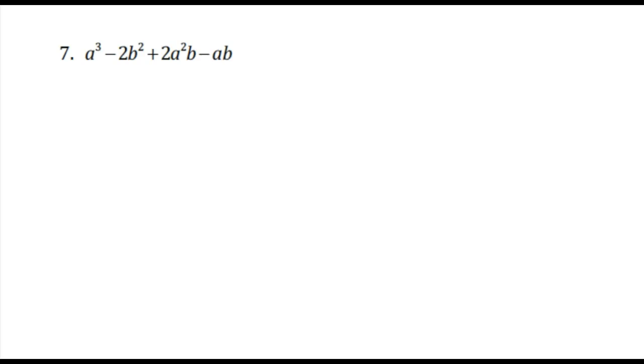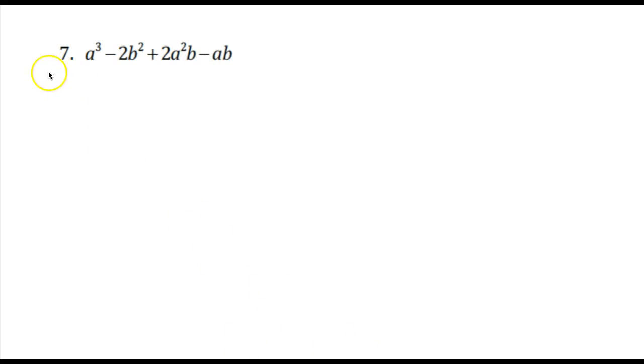Let's take a look at a second problem that involves factoring by grouping. Notice we have 4 terms here. However, if I try to group the first 2 terms together, let's say these 2 terms, and the last 2 terms, notice in these first 2 terms they have nothing in common. There's no greatest common factor that can be removed. So let's rearrange these terms.